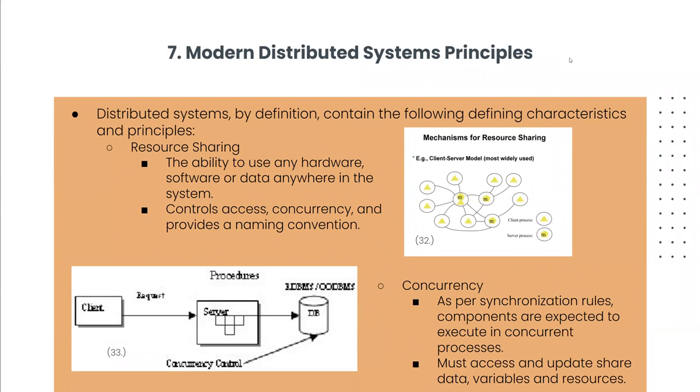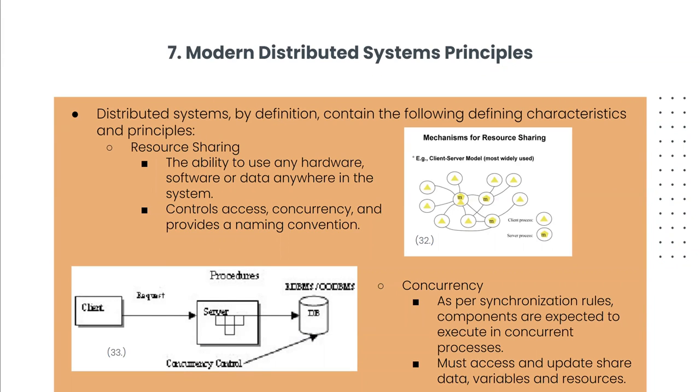Hi, everyone. It's Kieran again. And this time I'm going to be talking about modern distributed systems principles. By definition, modern distributed systems all contain the following characteristics and principles that I'll be talking about on the next couple slides: resource sharing, concurrency, fault tolerance, openness, scalability, and transparency.